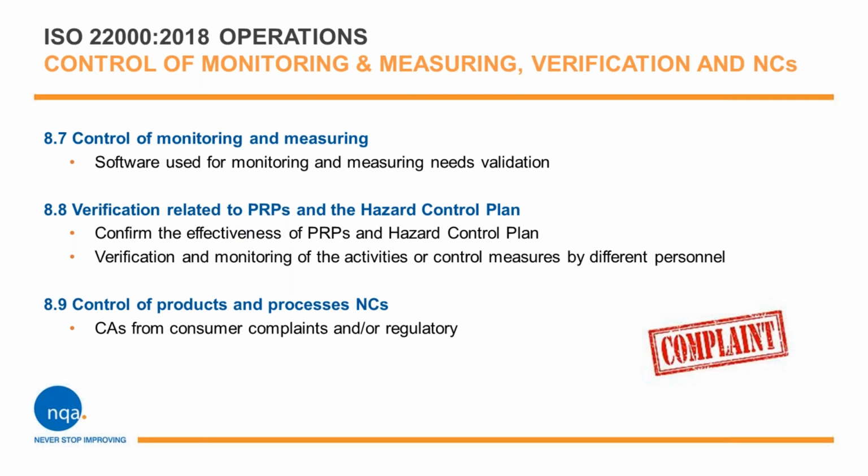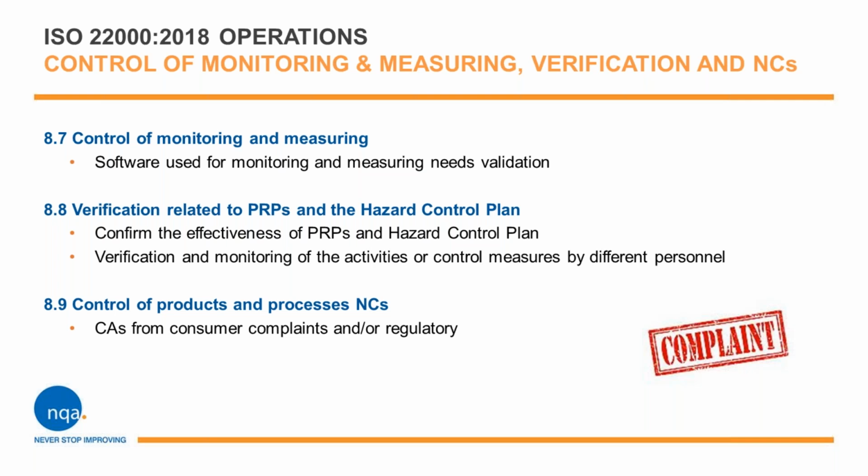Also, verification related to PRPs and the hazard control plan. You need to confirm the effectiveness of the PRPs and the hazard control plan. Remember, OPRP plan and hazard plan. And then verification and monitoring of the activities of control measures by different personnel. What that means: if you have one person doing verification and also monitoring of OPRPs and CCPs, that's no longer valid, that's no longer acceptable. So you need to assign the responsibilities of monitoring these CCPs and OPRPs and also the verification of these monitoring activities to two different employees, okay?